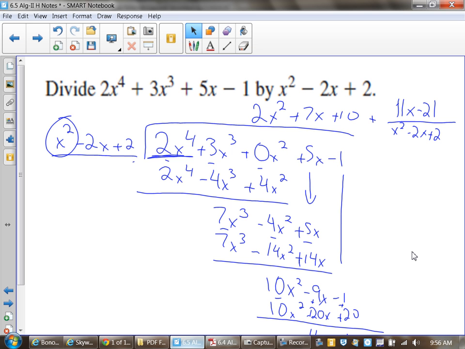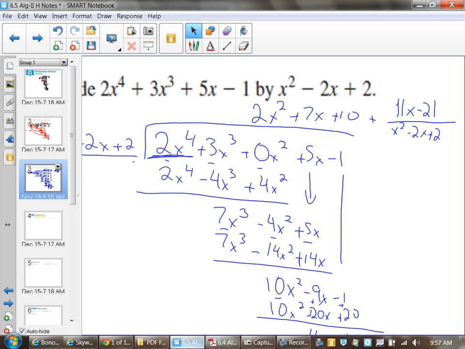Isn't it negative 4x squared minus negative 14x? Negative 4 minus negative 14 would be negative 4 plus 14, so that's where I got 10. Okay. So let me show you guys this other sheet.